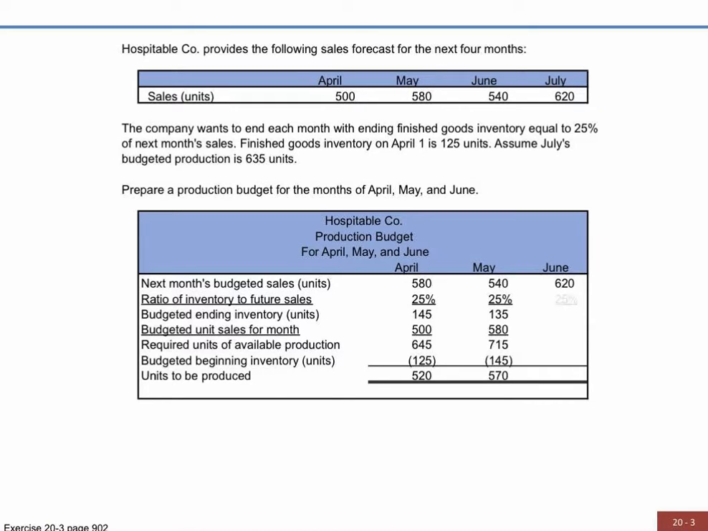So we'll look ahead to July for sales. 25% is 155. And then we're going to have budgeted sales in June of 540, and we get that from the forecast as well. And then our 135 that was ending inventory for May will become beginning inventory in June and leave us with 560 for production budgeted in June.